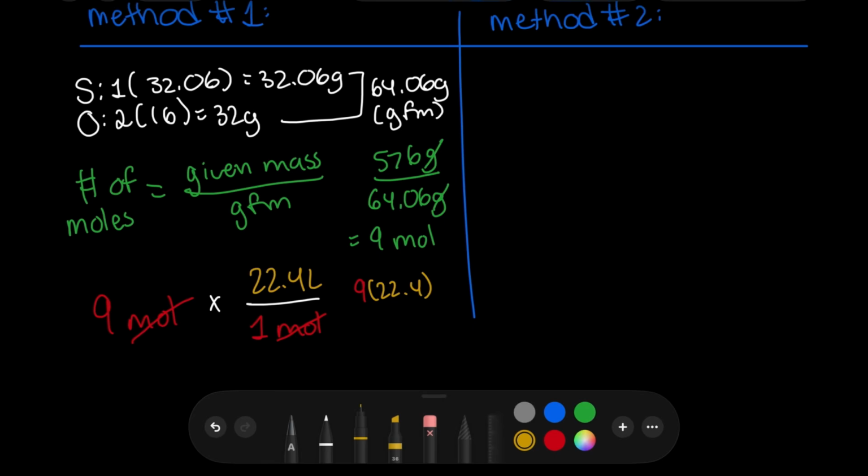We don't need to do the division by 1 because it's the same thing. But if you just want to see it, it would look like this. And our answer would be 201.6 liters. So that's our first method.